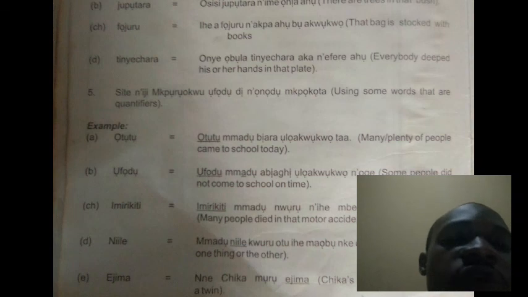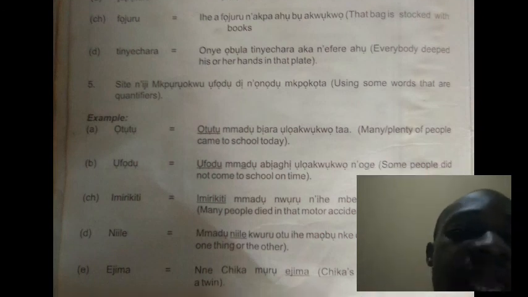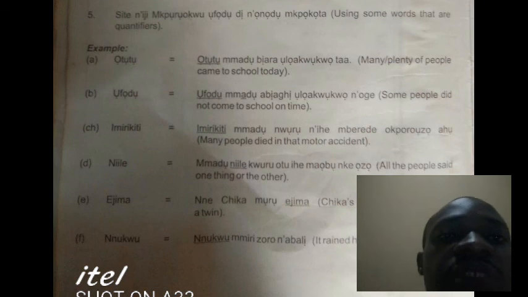Then another way of forming a plural is site n'iji mkpụrụ okwu ụfọdụ dị n'ọnọdụ mkpokọta. That is by using some words that are qualifiers. Okay, example of there is ọtụtụ. Now let's see. Ọtụtụ mmadụ bịara ụlọ akwụkwọ taa. You see it? They use it to form plural sentence. So you can say it in English.